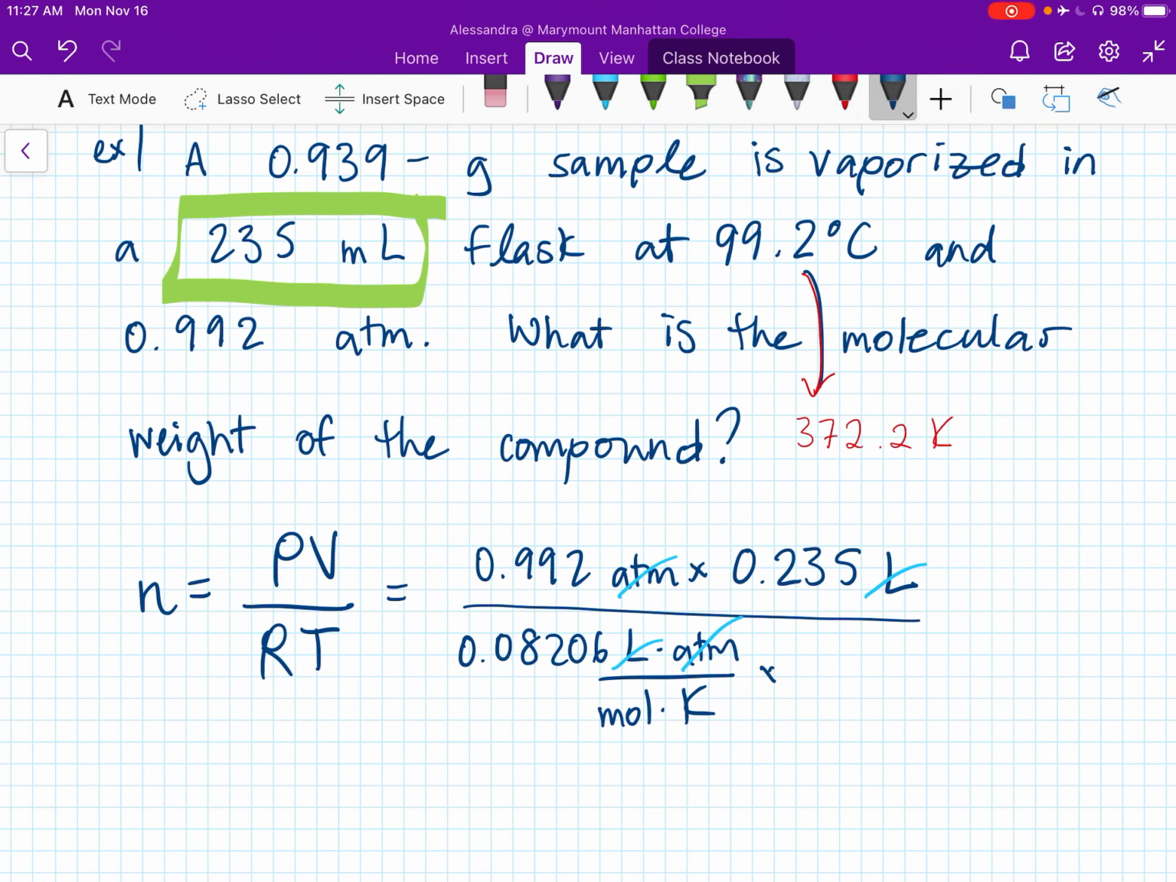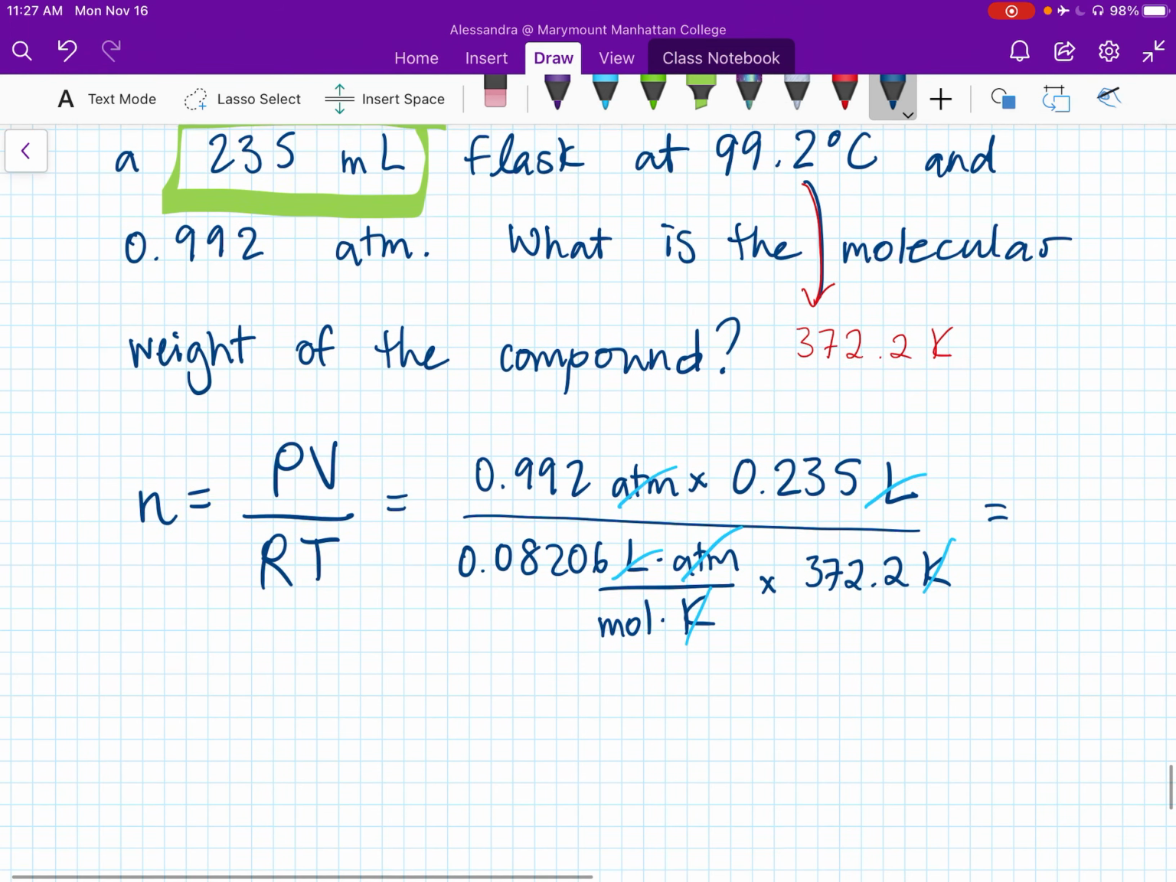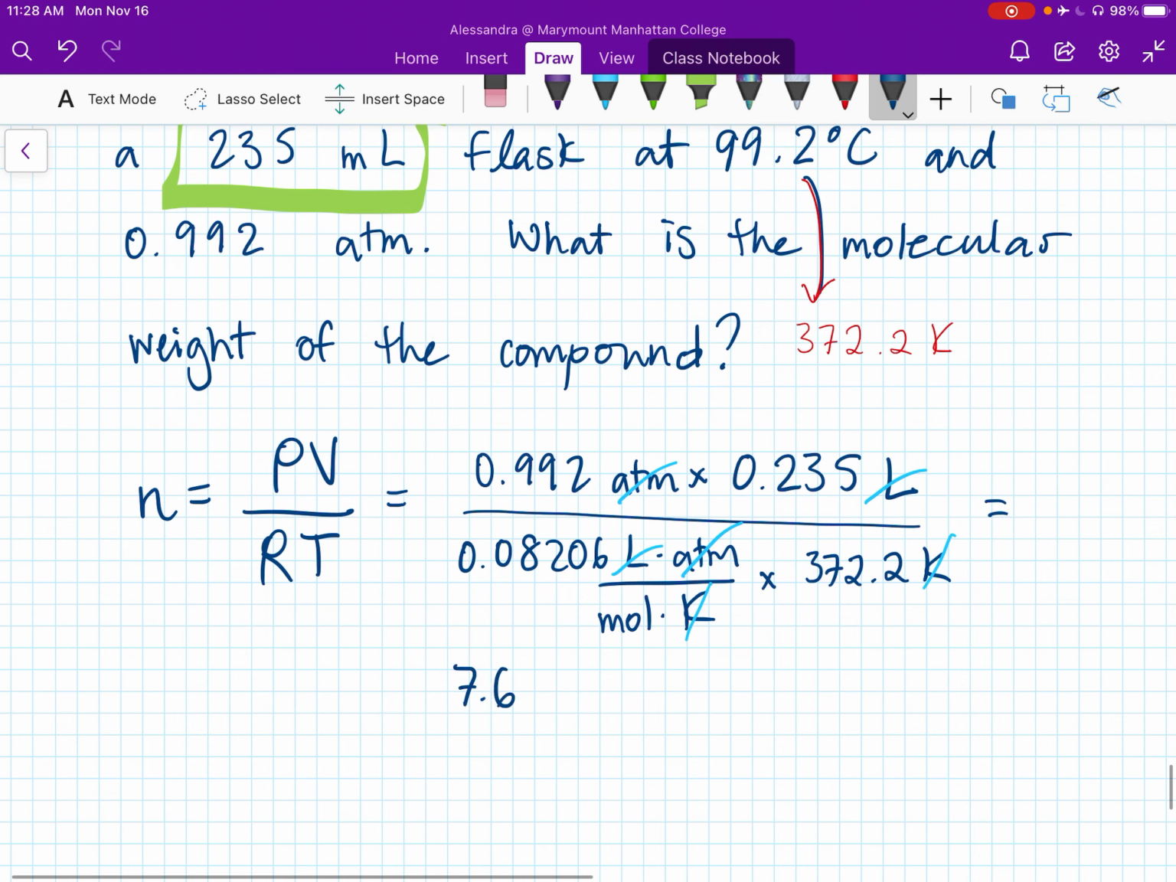Okay, always put your temperature in Kelvin because, 372. I don't know if you can read my writing. Let me write that a little bit neater. 372.2 Kelvin. And of course, I need to cancel those Kelvins. So the moles flip to the top. And now I have 7.63 times 10 to the negative 3 moles of this mystery gas.